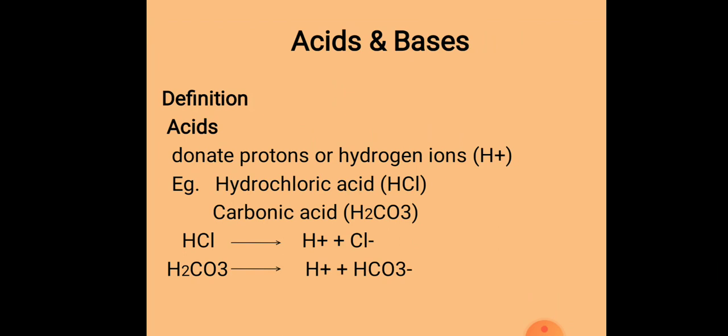Now, before going into the detailed class of blood buffers, we should have an idea of acids and bases. Now, what is an acid? Acids can donate protons or hydrogen ions, for example, HCl and carbonic acid. HCl can ionize into H plus and Cl minus, and H2CO3 into H plus and HCO3 minus. So they can donate protons.